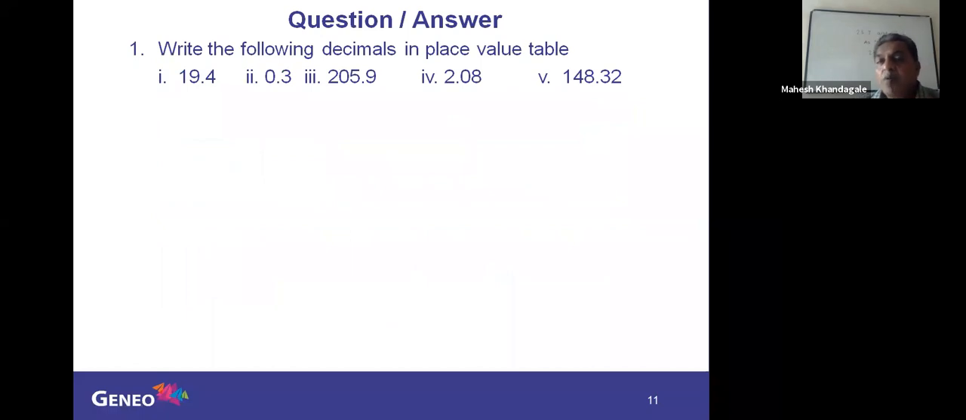First question is, write the following decimals in a place value table. That means units, tens digit, tenths, hundredths digit. Such a table you have to make and write. Meaning, first make a table like this and fill it quickly.